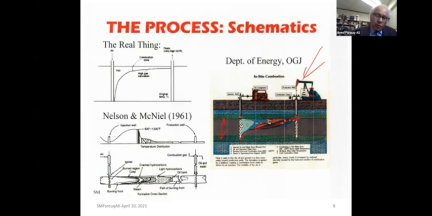Now, one of the oldest papers on in situ combustion, which is still very useful, 1961, is by Nelson and McNeil. They were with Mobil Oil. Actually, I used to know them. And this diagram is from their paper. And here you see they don't show gravity segregation. They are showing essentially a relatively uniform advance of the fluids and the gas.